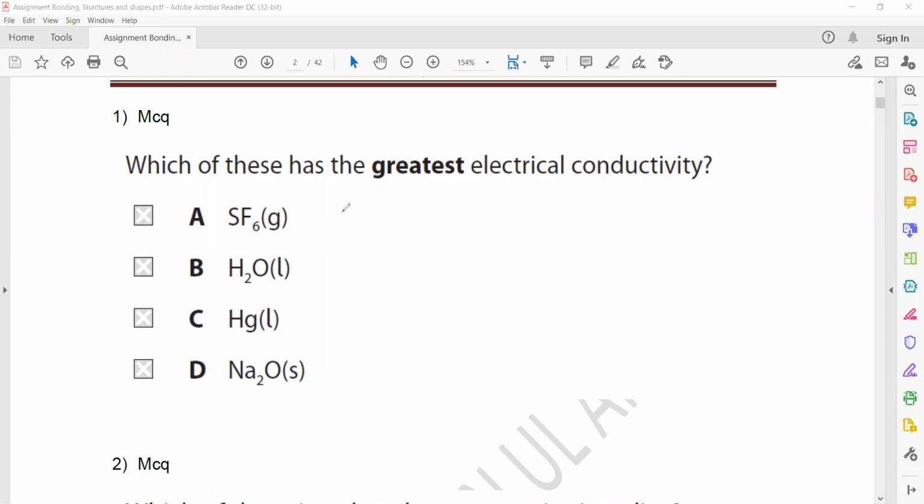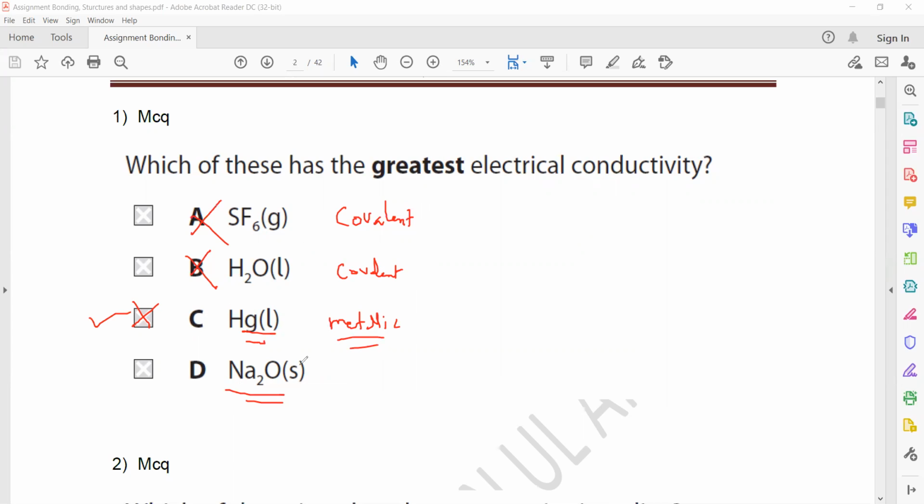So it does not have any delocalized electrons. It cannot be A. Water, it will have a covalent bond and there is no delocalized electron, so it cannot be B. Mercury, mercury is a metal, so it will have a metallic bond, and a metallic bond has positive ions and delocalized electrons, so that's why C will be the right answer.